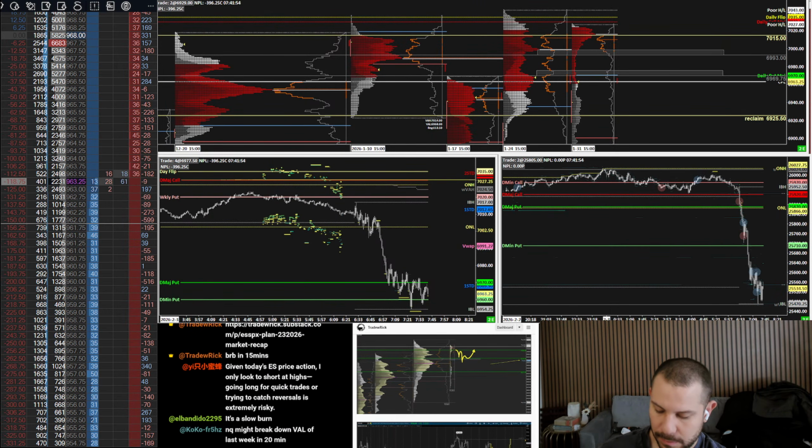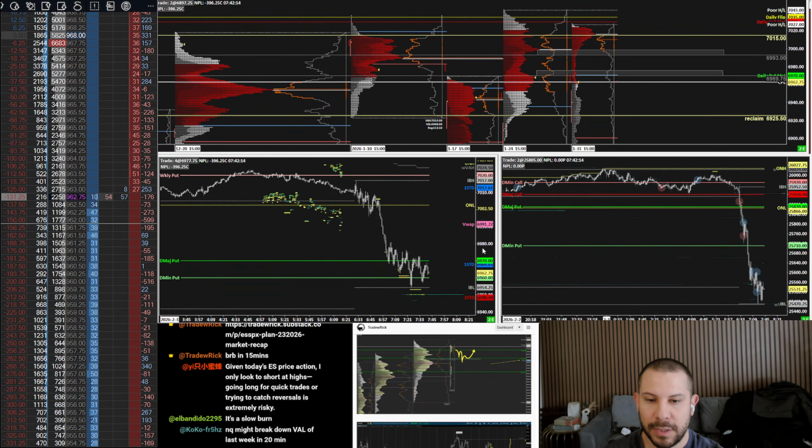Let's see. It's pretty fidgety. On the higher time frame, the Nasdaq looks terrible. It looks really ugly. The S&P looks like it's just having a pullback, and it could potentially begin to go back into the chop zone if they hold.